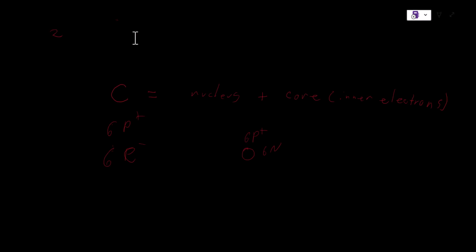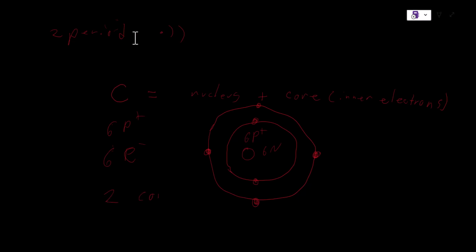Since it was in the second period, it will have 2 shells. So in the first shell, it would hold 2 electrons, and the second shell would hold 4 electrons. The 4 electrons would be the valence electrons, and the core electrons would be all the electrons that are not the valence electrons. So all the electrons that are not in the outermost shell are the core electrons. So it would have 2 core electrons.